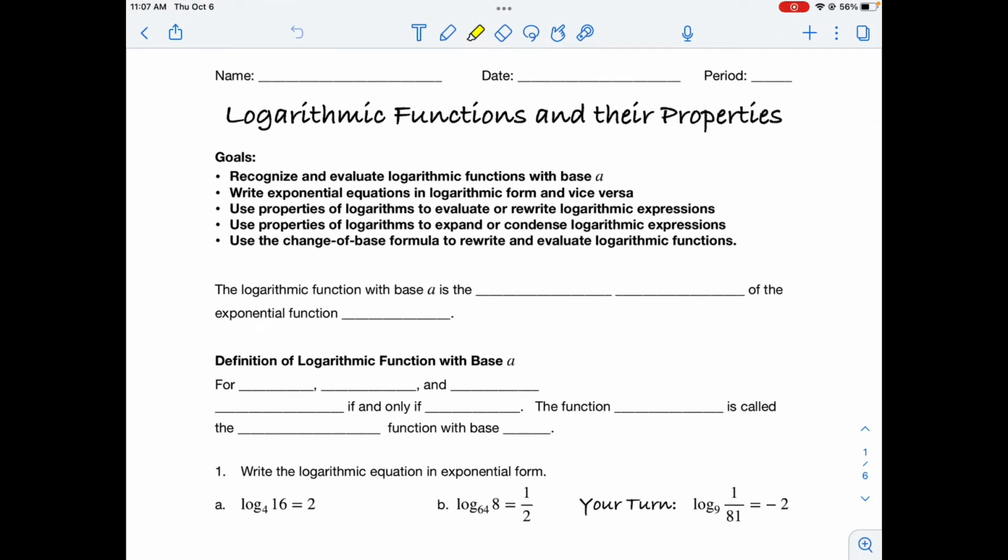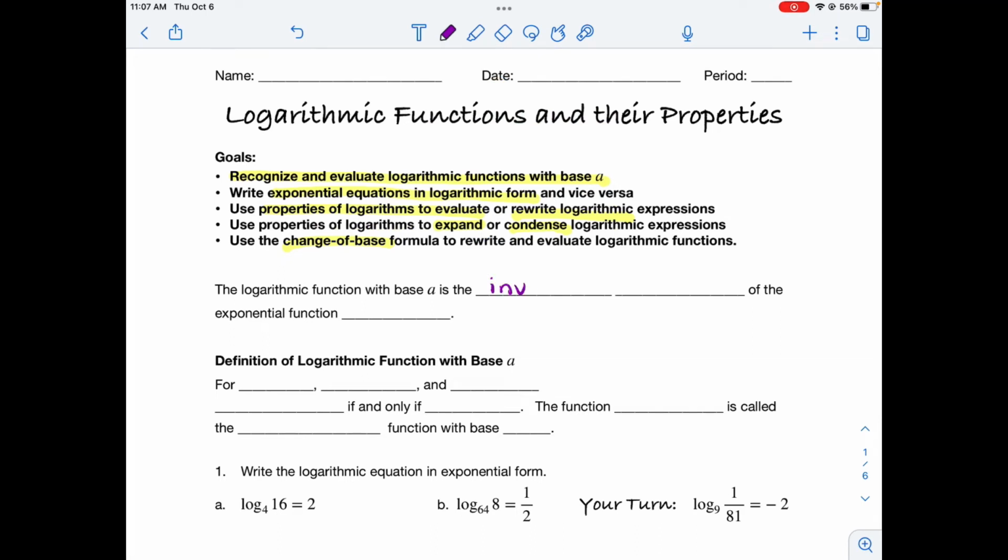By the end of this video, you should be able to recognize and evaluate logarithm functions with base a, and write exponential equations in logarithmic form and vice versa. So we've got to convert between logarithm and exponential form. Use the properties of logarithms to evaluate and rewrite logarithm expressions. Then apply those properties to expand or condense logarithm expressions. And then we're going to end with something called the change of base formula to rewrite exponential and logarithm equations.